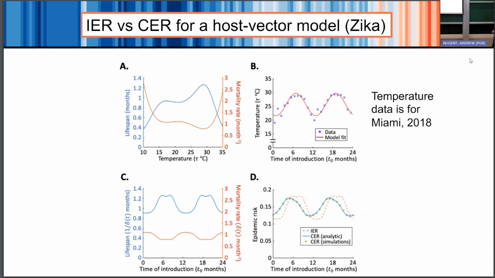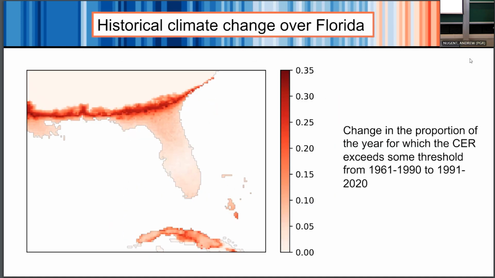And then finally, panel D, we plot the IER and the CER. And they're different, which means that seasonality must be important. And this suggests that we should use the CER because the CER accounts for seasonality. And again, you can see this summer is coming and winter is coming effect. With some simulations, the plot shows that the CER really is kind of accurate.